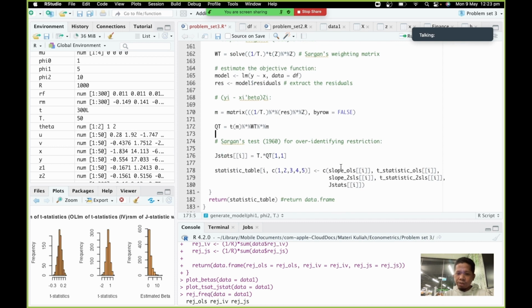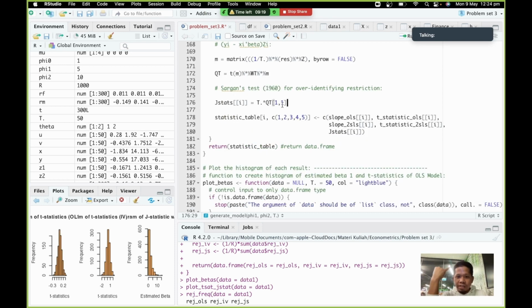So next we are going to calculate the G-stat here. The formula is like this: G-stat equal to T, which is basically n in the slide, multiplied with Qt. And don't mind the index 1 here, because Qt resulted in a matrix, but the matrix only has one element. So in order to take the scalar, I have to provide the index here, which is nothing but 1,1.